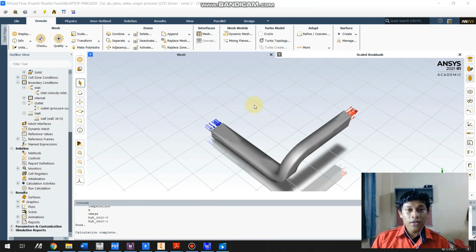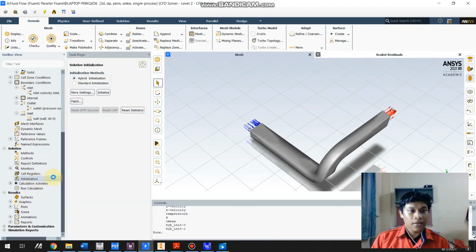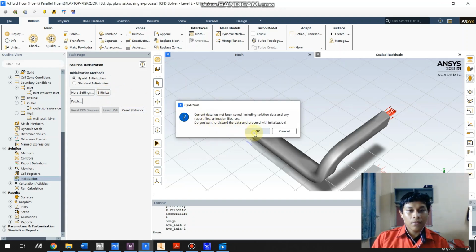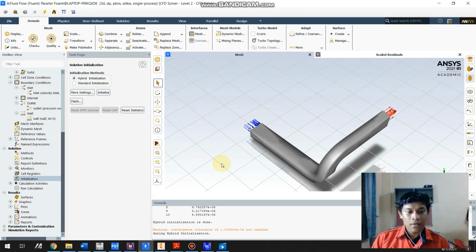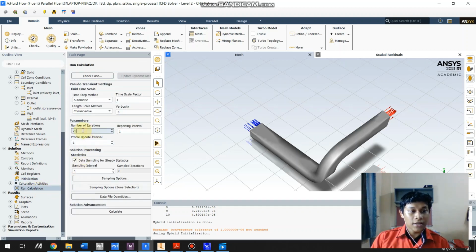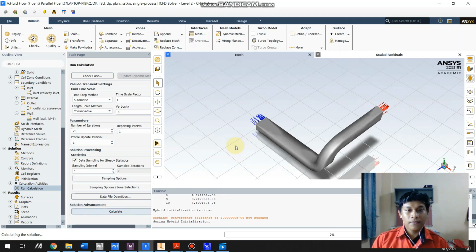Next, we move to the solution part. First things first, we go to the analyzation, and then we set the method as hybrid analyzation, and then we can start to analyze our data. If we want to change the number of iterations to get a more accurate value, we go to the run calculation, change the number of iterations, and then we can calculate the data.